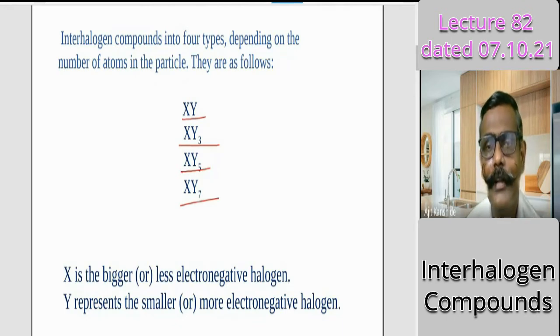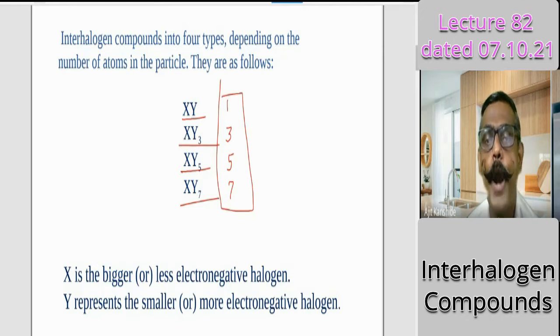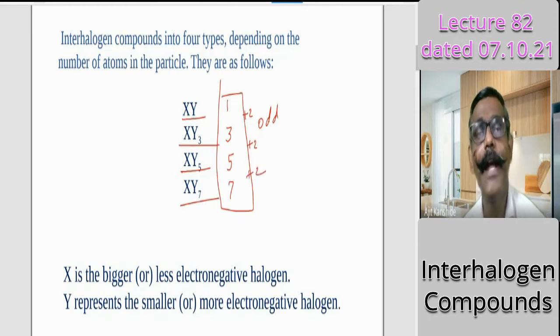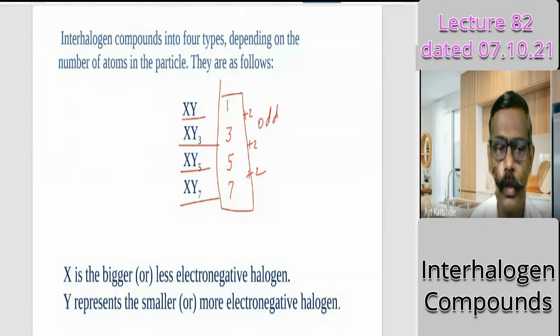If you note here, only one surrounding halogen, here 3, here 5, here 7, all are odd numbers and increase by +2, by +2, by +2. These are the different types of interhalogens, and whatever you have concluded, see, it is highlighted. Who is bigger? X is bigger.